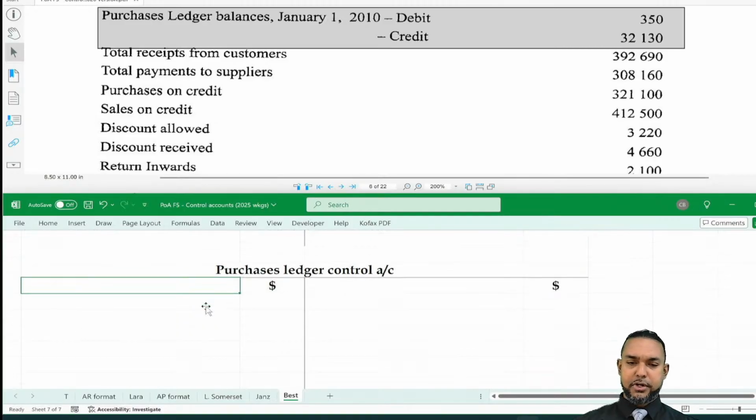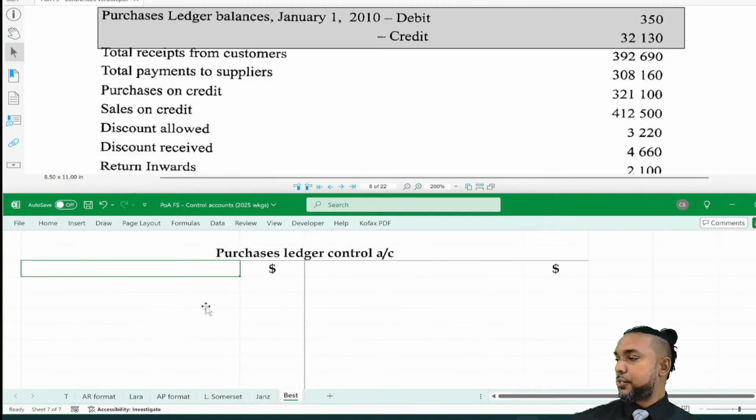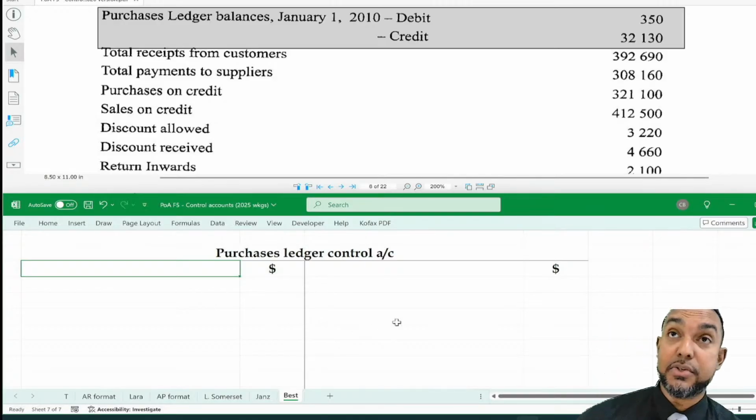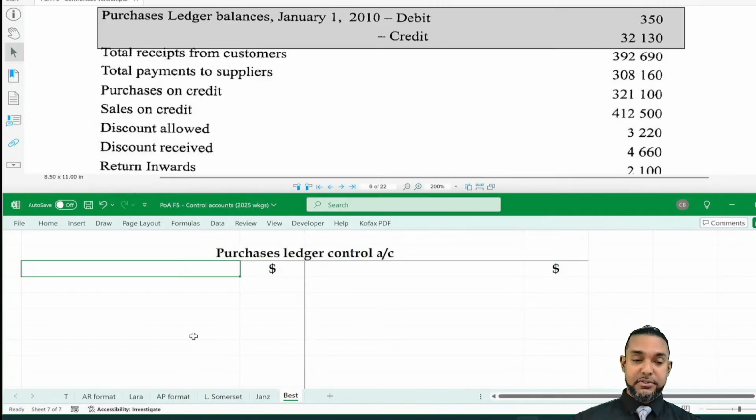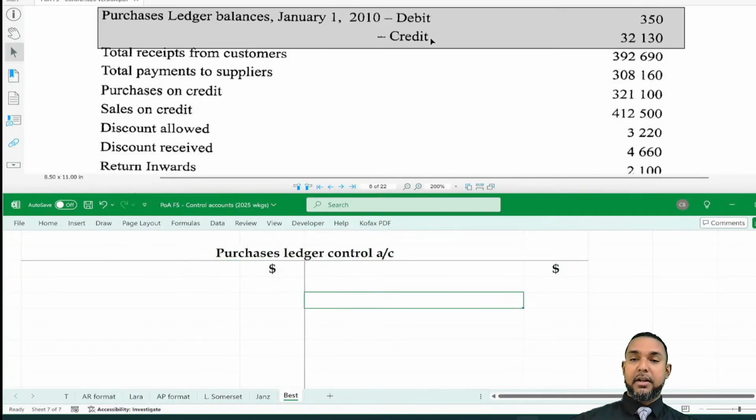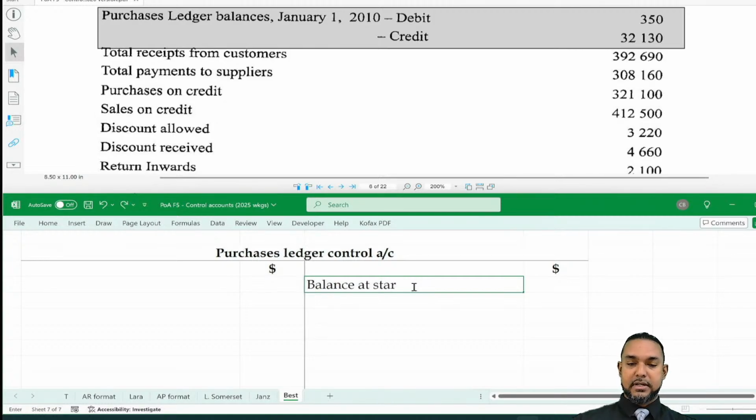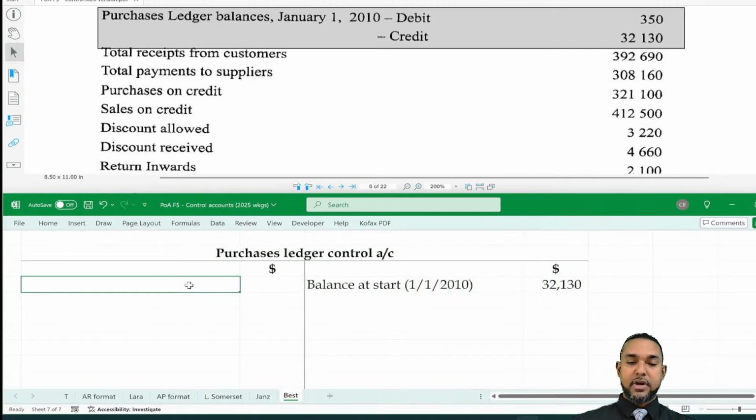Purchases ledger control. So again, the debtors control was basically summarizing an asset. The purchases or creditors control is summarizing a liability. So your double entry rules are now reversed. The credit balance is always on the credit side. Let's start as 32,130. And you also have a debit balance.